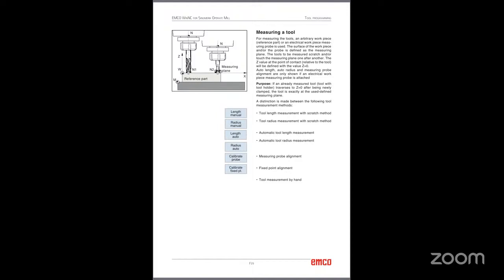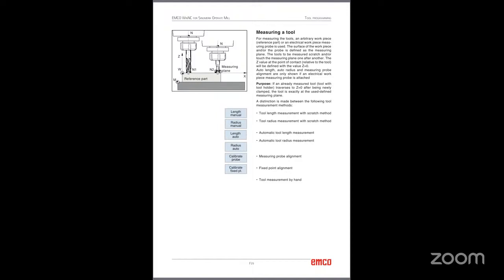Tool measurement by hand. This is what is called operator will move the tool and touches the reference surface, and based on that enter the length and the radius. So scratch method will be like this. Place the reference block on the top of the machine table. So move the tool slowly to the surface. Once the tool touches the block, at that same time save that length into the control system.